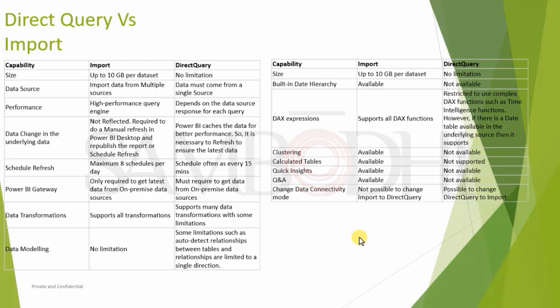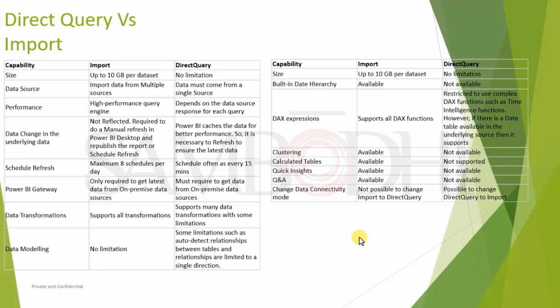What about the data source? If you do an import, you can import from multiple data sources, like we saw. And if you do a direct query, you can query only a singular table. You cannot have different kinds of data coming from a single direct query.